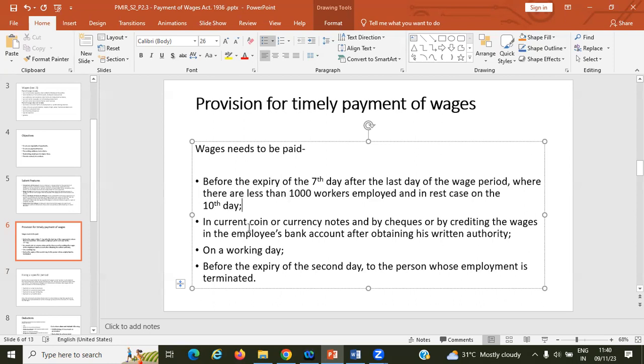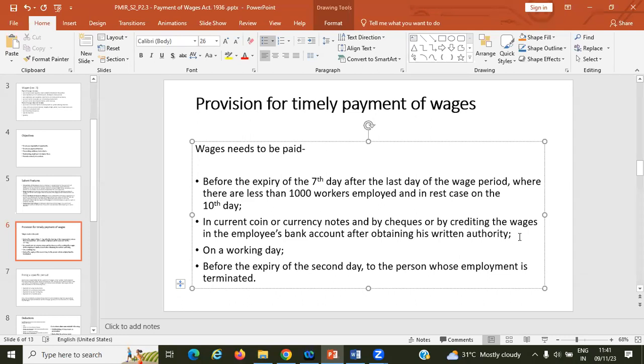In current coin or currency notes and by checks or by crediting the wages in the employee's bank account after obtaining his written authority. So how you are paying, the mode of payment, whether you are paying through notes, currency, coins, or the bank account or check, bank transfer directly. Based on that, you will pay. That is the mode of payment. So these are the payment conditions written in the Act.